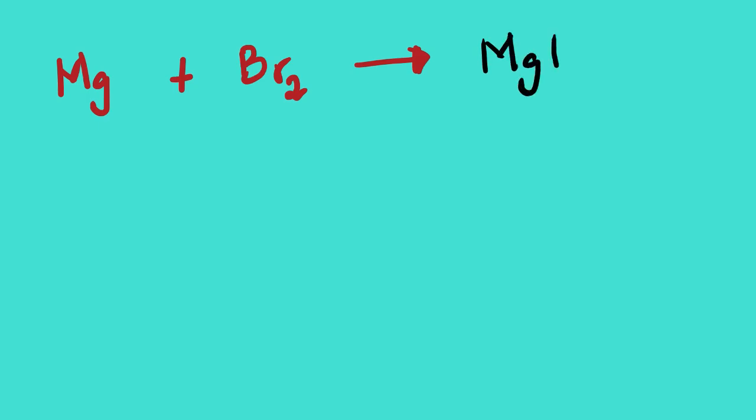Our first example, let's say we are reacting magnesium and bromine to form, but remember that bromine on the reactant side must have 2 atoms since it's a diatomic. Now we want to know what type of compound it will form. Remember that we might have something like this.